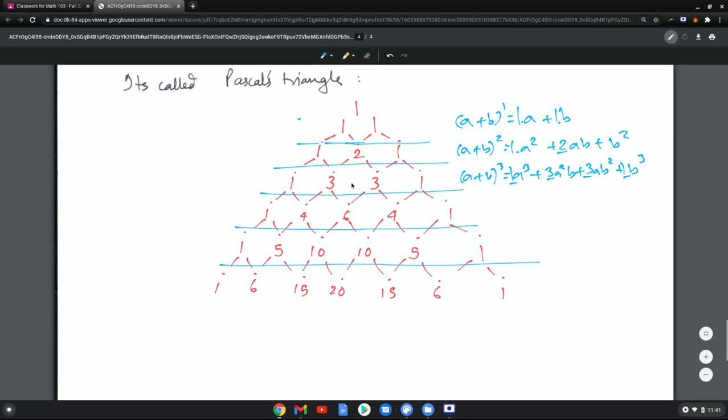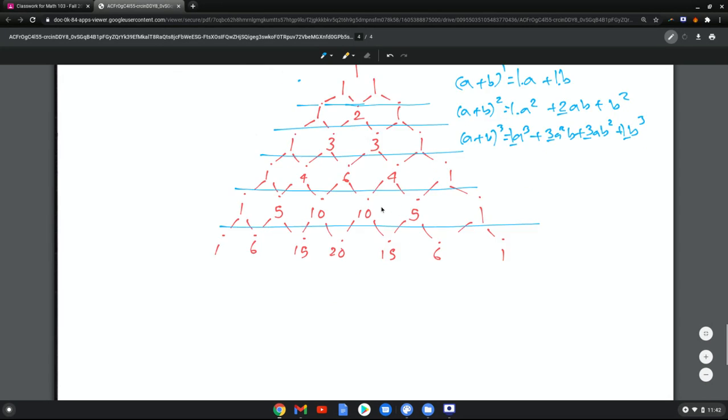Now if you remember from the previous videos, the coefficients for power 4 were 1, 4, 6, 4, 1. And for power 5 were 1, 5, 10, 10, 5, 1. So you don't have to calculate the binomial coefficient if you remember Pascal's triangle. It's fairly easy to construct.